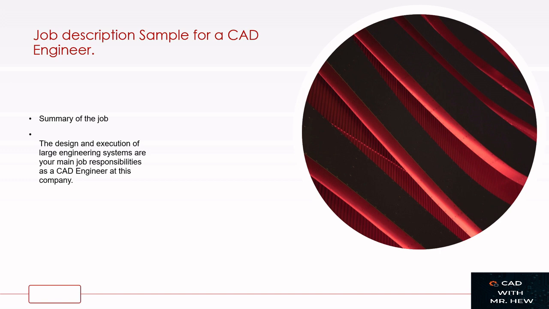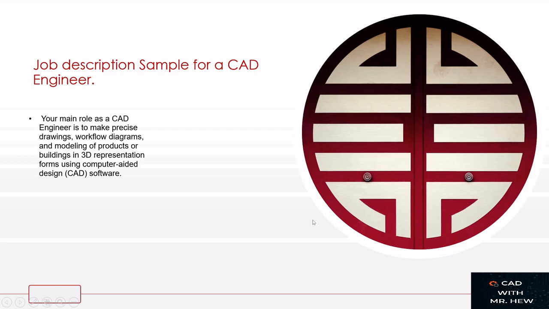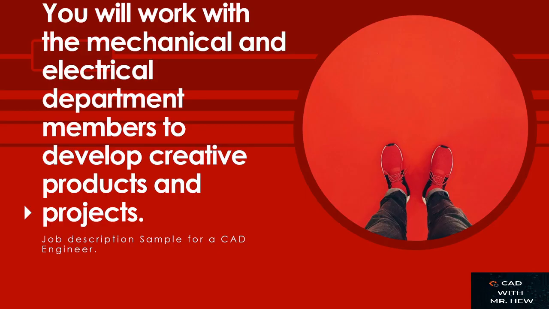The design and execution of large engineering systems are your main job responsibilities as a CAD engineer at this company. Your main role as a CAD engineer is to make precise drawings, workflow diagrams, and modeling of products or buildings in a 3D representation form using computer aided design, also called CAD software. You will work with mechanical and electrical department members to develop creative products and projects.